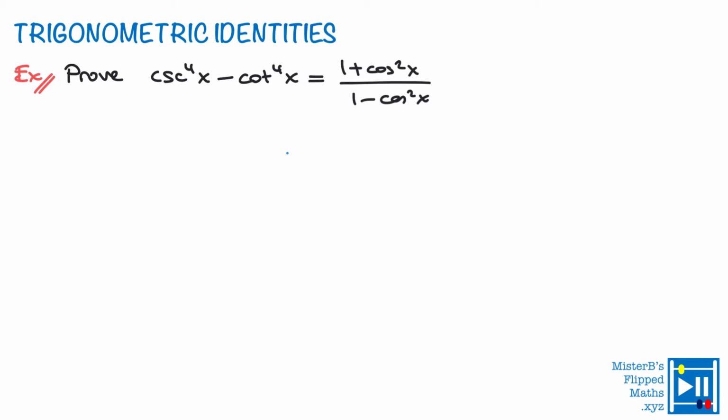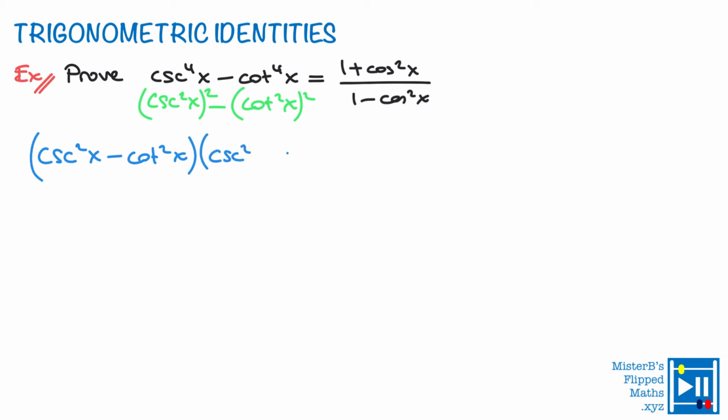Prove that cosecant to the power of 4 of x minus cotangent to the power of 4 of x is equal to 1 plus cosine squared of x divided by 1 minus cosine squared of x. Now we have to notice that the left-hand side expression is a difference of squares, because this is cosecant squared of x squared and this is cotangent squared of x squared, and there's the minus sign in between, so we have to factorize accordingly. So we're going to write cosecant squared of x minus cotangent squared of x times cosecant squared of x plus cotangent squared of x.